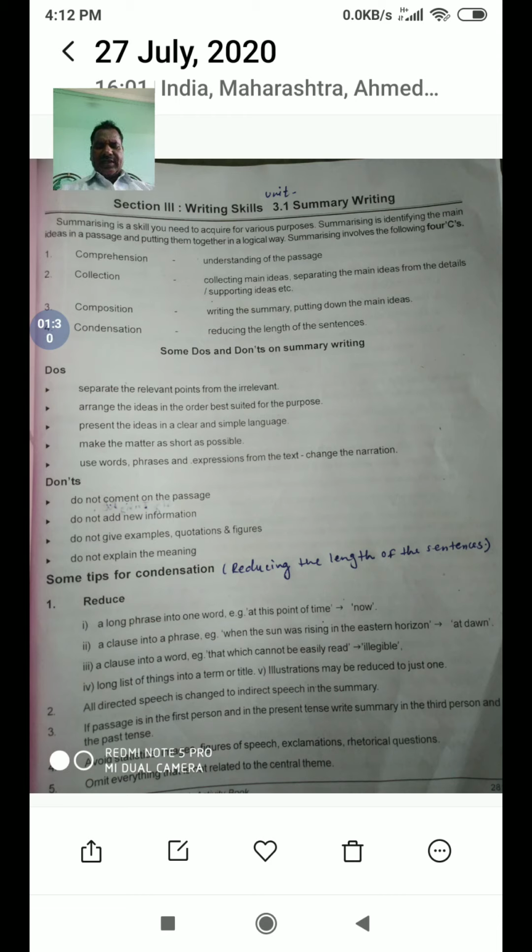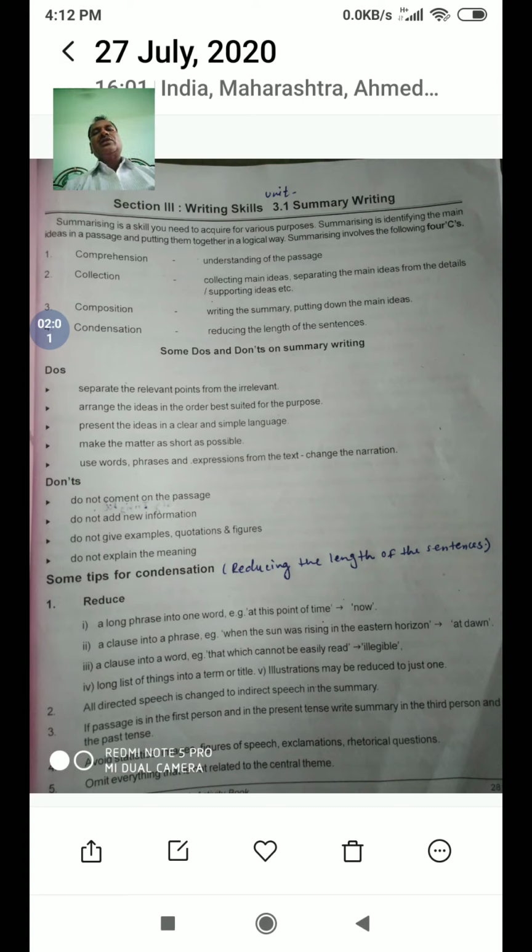Now let us see what is the aim of the summary. The aim of the summary is to present the readers with a brief, clear and objective account of the passage or extract. Now let us see some do's and don'ts on summary writing.